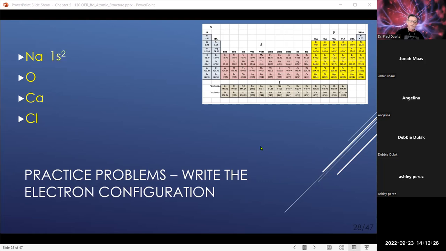Okay, here's the 1s2, and then 2s2, 2p6, and 3s1. Oxygen, which is right here, means that the 1 and the 2 energy levels are full. So 1s2, 2s2, 2p4.